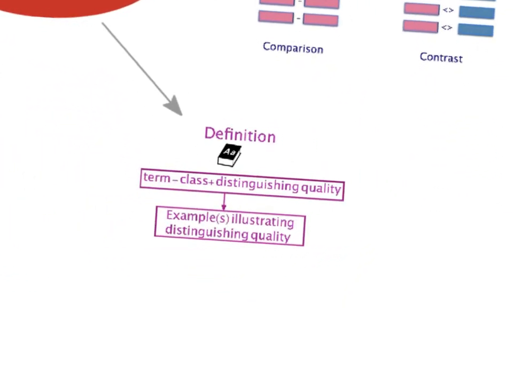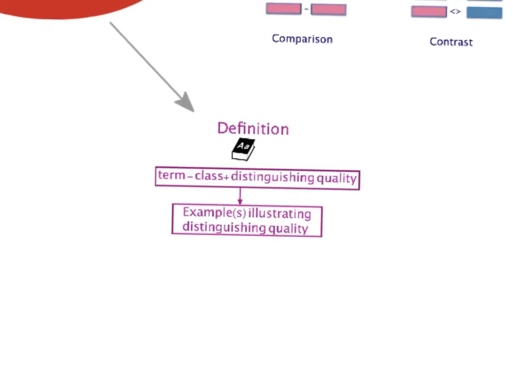Then we move over to definition. Definition is where we are defining a term by putting it into a class and then giving it a distinguishing quality. And then our example or examples illustrate that distinguishing quality. An example of a definition would be a smartphone, which is a class of telephone. The distinguishing quality is it can handle computer-like operations. And we could talk about things like we could write a paper on a smartphone, look up words, or go and look at Facebook.